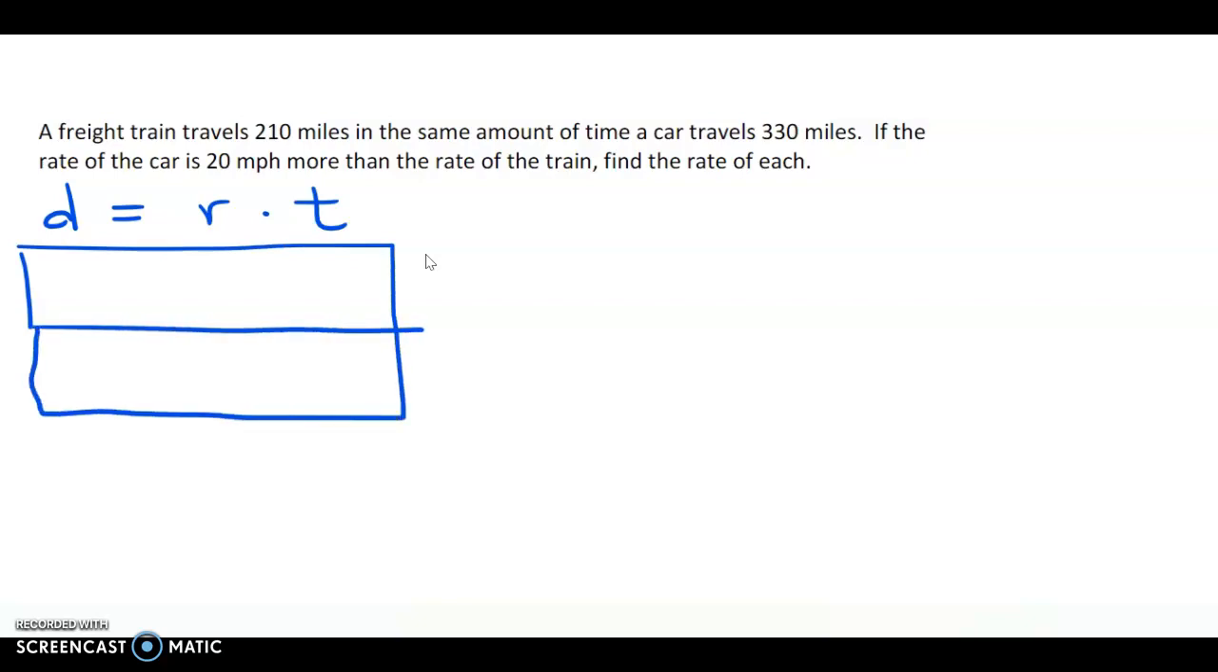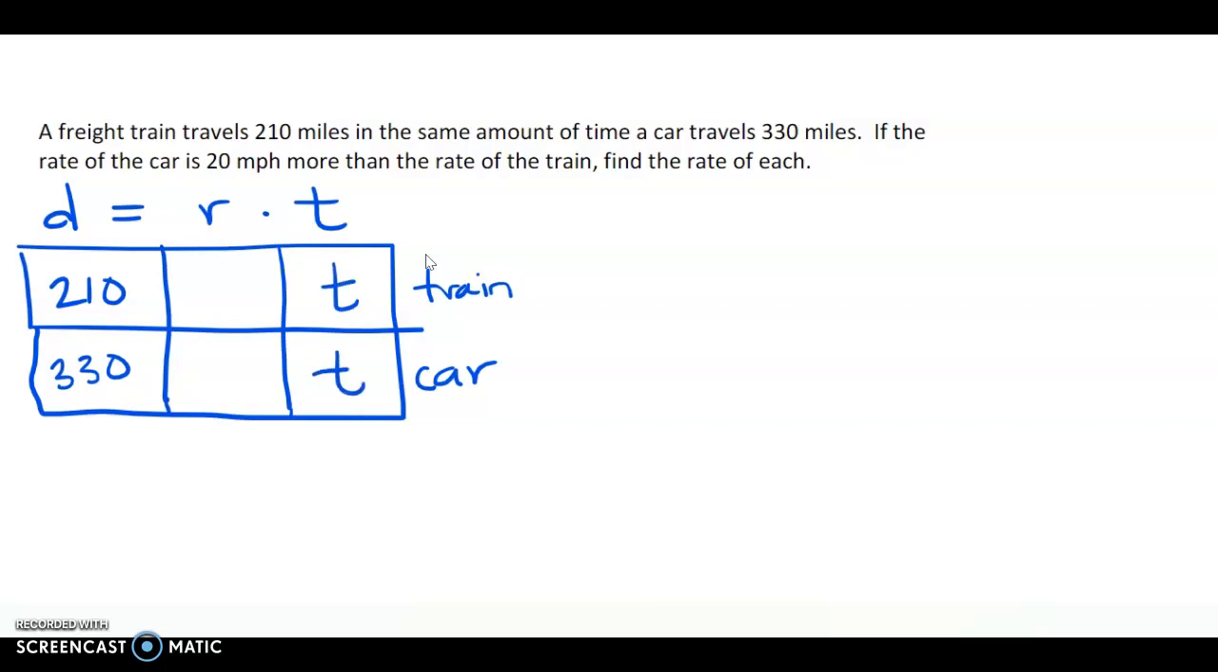We're going to have two trips. We're going to have one that is the freight train and one that is the car. So we know the train travels 210 miles. So train is 210 miles and the same amount of time a car travels 330 miles. So this tells us two things. It tells us the distance, but it also tells us that the time is the same. We don't know that time, but since it's the same, we can put t in both places.